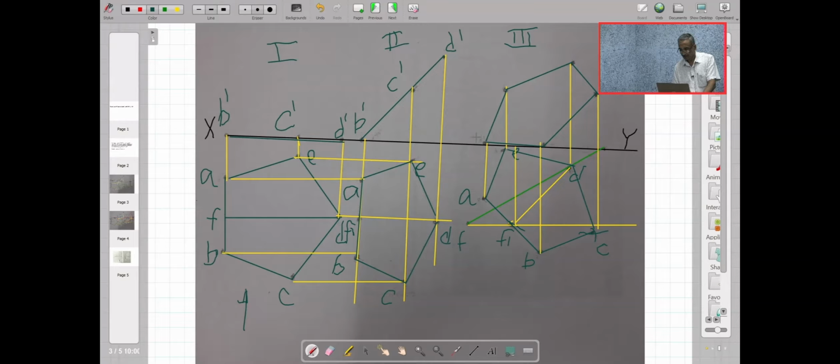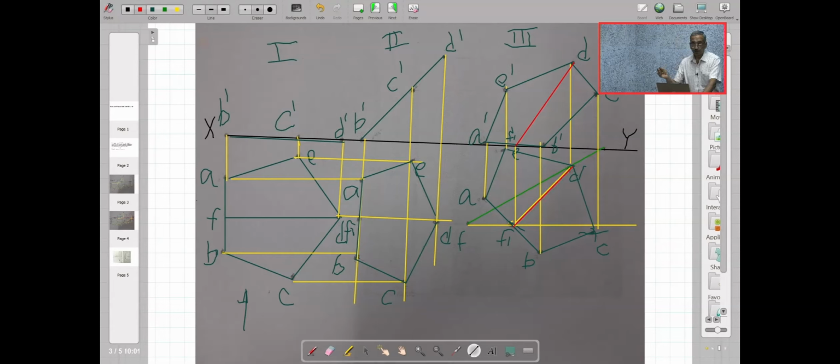So let me use a pencil. So this will be A dash, B dash, this will be C dash, D dash, E dash, and this will be the point F dash. Let me call this as F dash or F1 dash. Now let me draw this line DF. So using a red color line, which is my interest. So this is DF1. Let me call this also as DF1 in the top view.